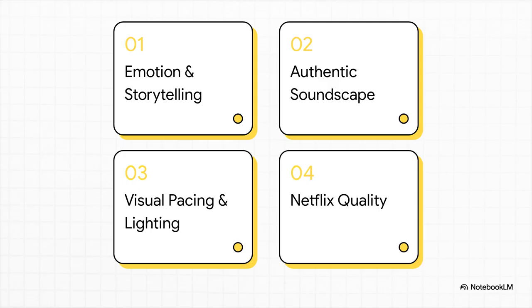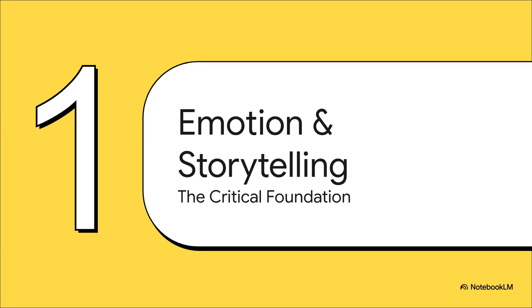Here is our roadmap for today. First, emotion and storytelling. Second, the authentic soundscape. Third, visual pacing and lighting. And finally, achieving Netflix quality. Let's kick things off with Section 1, emotion and storytelling.